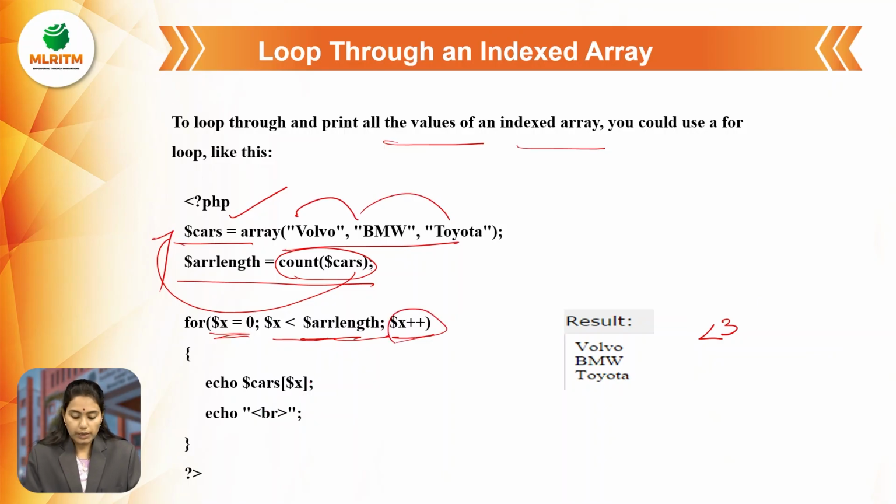Now I want to display $cars of $x. What is $x? $x is nothing but the looping statement value. If it is 0, then it will go for the 0th value, where it is located: 0 is Volvo. Then it will print. After that it will check the length: 1 less than 3. It is okay. Then 0 will be incremented to 1. Then in the first position it is BMW. Like that, in the second position it is Toyota. Thus it will display the result.